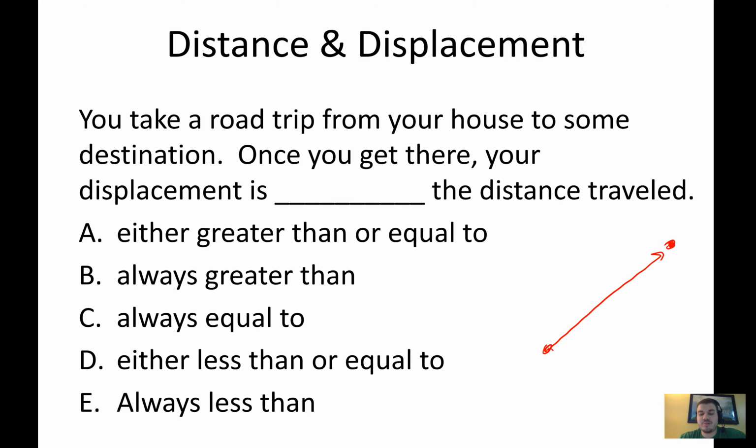But my displacement couldn't be greater. And if I went on a zigzaggy path, I would have a greater distance but the same displacement. So the displacement can never be greater than the distance. So anything that talks about greater than has to go away. And it's not always equal to. It could either be equal to, in very specific cases where I move in the positive direction the whole time and I don't deviate, or it will be less than.